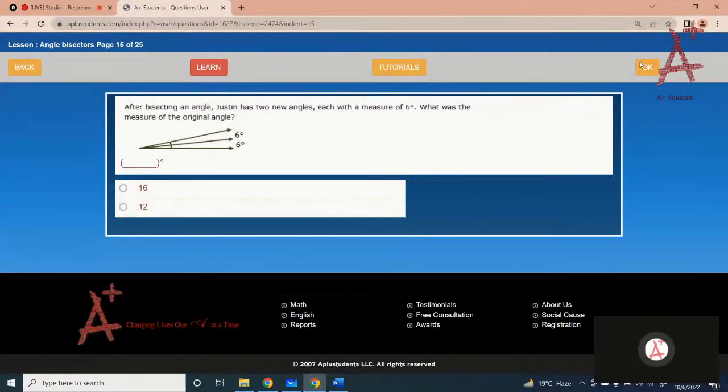After bisecting an angle, we have two new angles, each with a measure of 6 degrees. What was the measure of the original angle? It would be 12. Got it? 2 times 6 is 12.